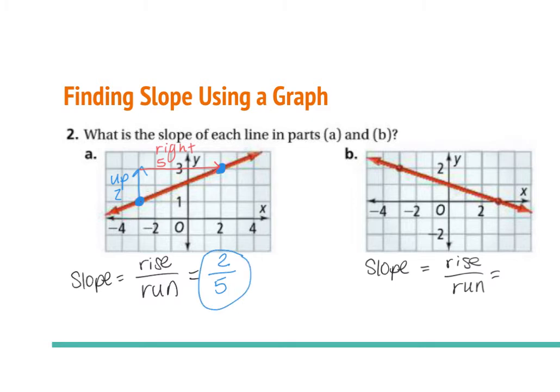If you did, awesome. If you didn't, let's see if you got B. In B, here's point number 1. Here's point number 2. Let's do things a little bit differently in B. Let's go from the right point to the left point. I'm going to show you, it doesn't matter which point you go to or from which point you start. If we're starting here at this one, what direction do I need to move in terms of vertical?